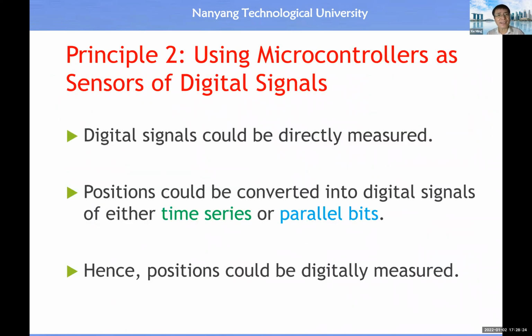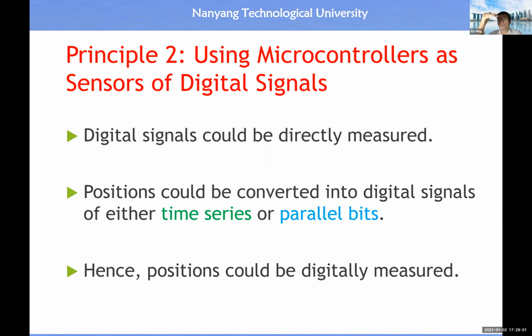Then how to apply the second principle? Let's say we want to use a microcontroller as a sensor of a digital signal. In this case, we need to convert position into a digital signal, either a time series. Later on we'll show you an example. That means the position corresponds to the number of pulses, in series or parallel bits. So in this case, it corresponds to the spatial pulse.